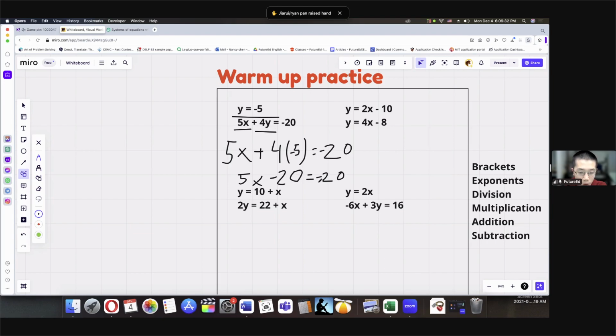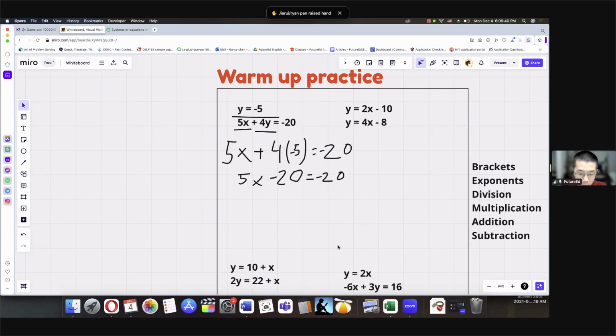We have 5x minus 20 is equal to -20. What can we do next? Aaron? So just continuing on from what you said before, I think you said you wanted to isolate the 5x. So how can we isolate the 5x right now? Multiplication. So what can we multiply by? 0.